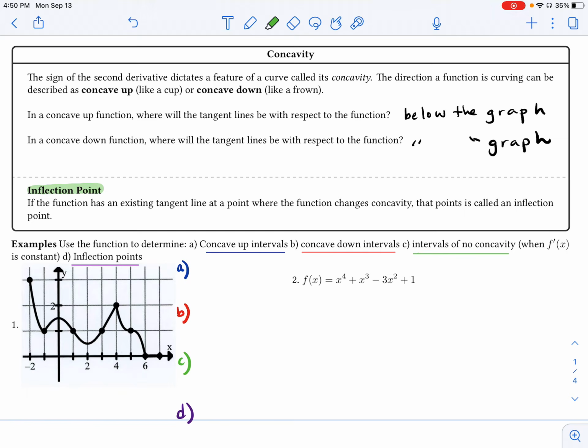And let's take a moment to really break down the idea of an inflection point. We say the following. If the function has an existing tangent line at a point where the function changes concavity, that point is called an inflection point. So let's break that down for a second. When we say an existing tangent line, we say that f prime of x exists.